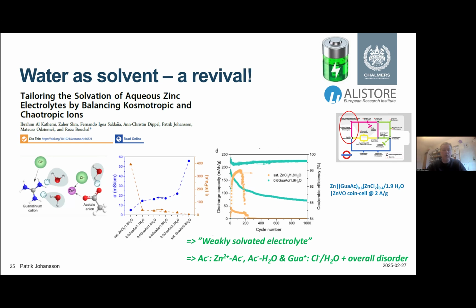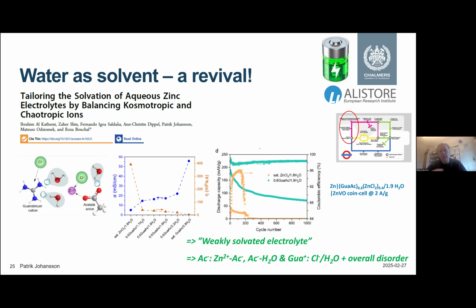changes the local concentration. So we're finding a good electrolyte balance between a zinc salt and a guanidinium salt. So basically mixing zinc chloride with guanidinium acetate in a sort of magic number mixture after quite some attempts. We see that we can cycle a cell quite many cycles with a reasonable speed, etc. A small coin cell, a zinc vanadium oxide coin cell.